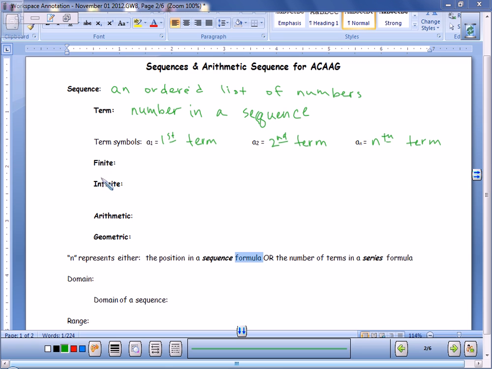What is the difference between a finite sequence and an infinite sequence? Okay, what do you think, Brian? Finite sequence ends. Okay, good. Finite is a sequence that ends. And an infinite is a sequence that continues forever.